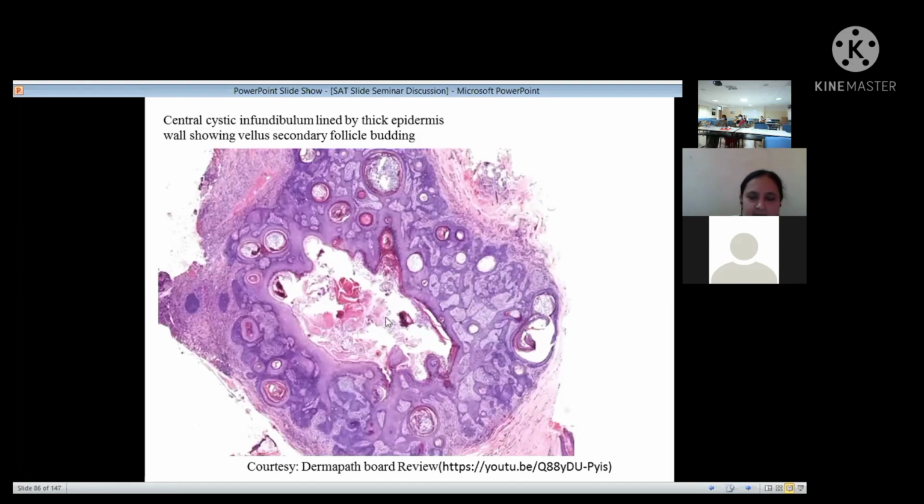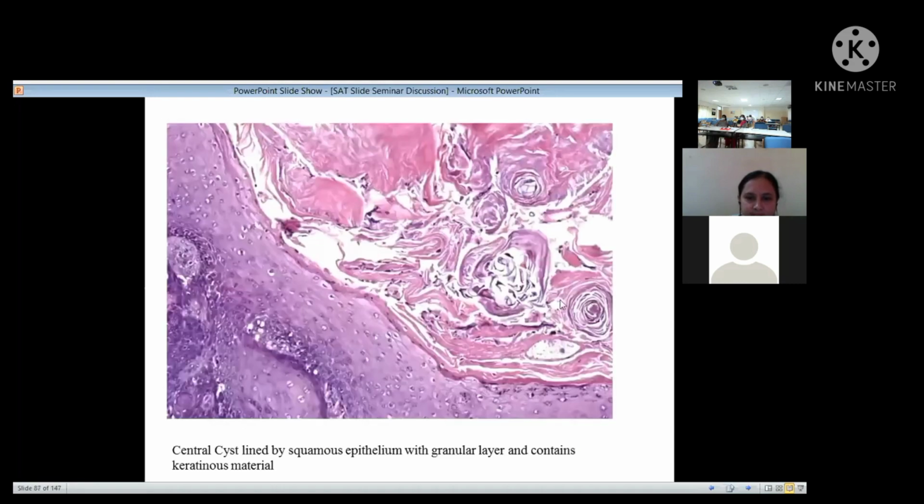Yes, ma'am. There is a well-defined cystic lesion in the dermis, which consists of a centrally located cystic hair follicle. The central follicle is showing keratotic debris, and there are numerous secondary and tertiary hair follicles, which are branching out from the central cavity into the fibrotic stroma. The next slide is showing the cystic cavity, which is lined by stratified squamous epithelium. At a few places, a granular cell layer is seen. The cystic space contains loose keratin.